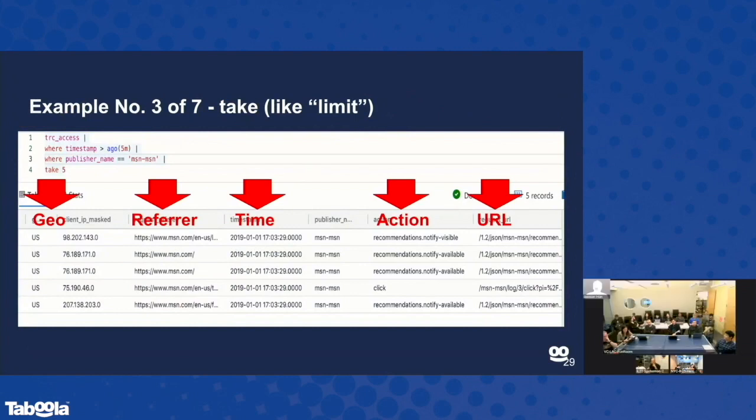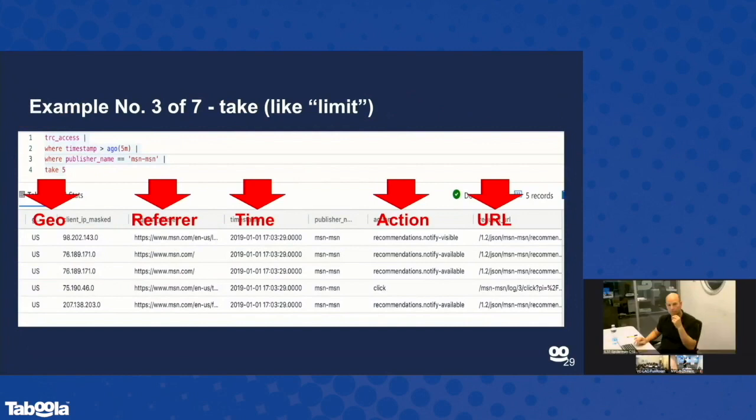Is there any query that we can use to see what columns are available in the current table? Benson? Yes, Benson, we have an operator named get schema. So you write the name of a table, pipe, get schema, and you have everything. Yes, thank you. Okay.